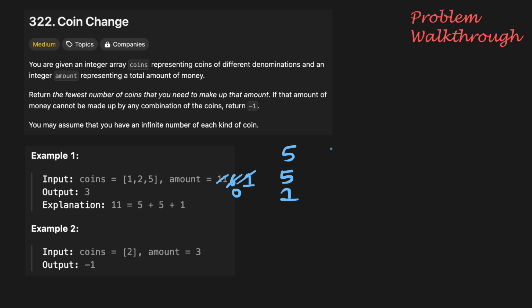Note that we can also change this amount by other ways as well. For example, we can take 5 coins of denomination 2 and 1 coin of denomination 1, which will result in the same amount, but the number of coins will be 6, which is not optimal. So the correct answer is 3.